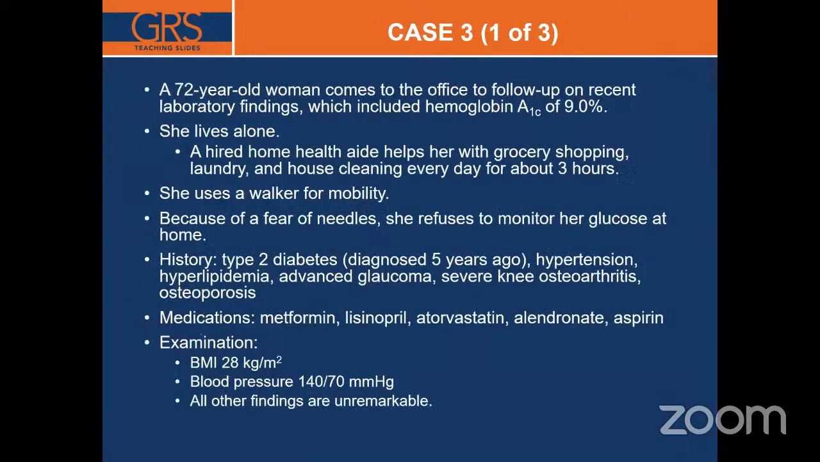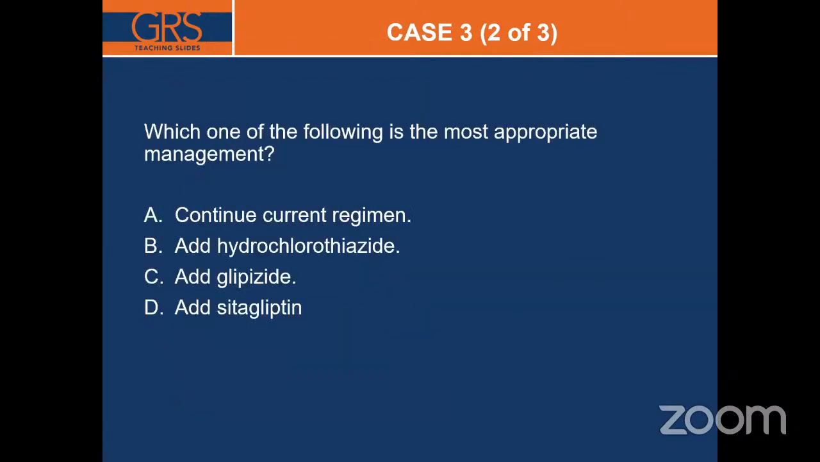So the scenario is here: a 72-year-old woman, hemoglobin A1C of 9. She's living alone. She's using a walker for mobility. She doesn't check her glucose. She has diabetes, hypertension, hyperlipidemia, glaucoma. Medications are metformin, lisinopril, atorvastatin, alendronate. BMI is 28, blood pressure is 140/70. So which one is the most appropriate? D, okay.